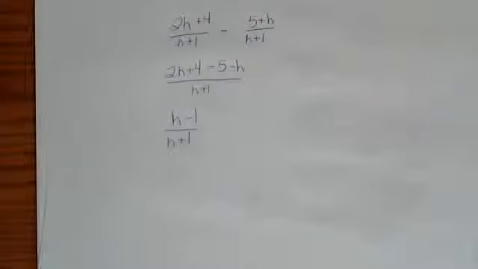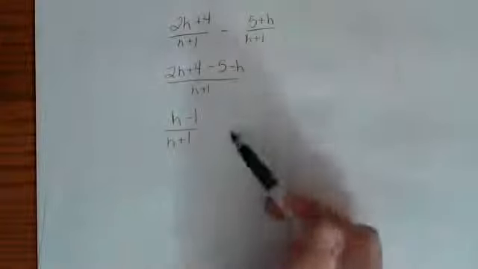That's our numerator. In the denominator, we have an h plus 1. And that does not simplify anymore. That would be lowest terms for this problem. If you have a question about this, if you don't understand something I did, bring it to class and we'll solve that problem. All right.